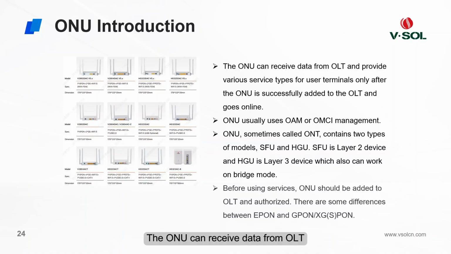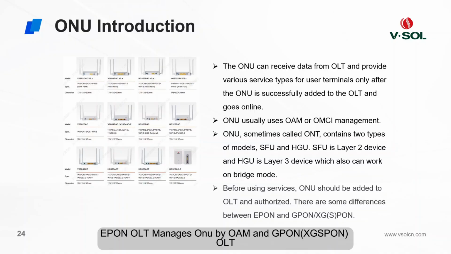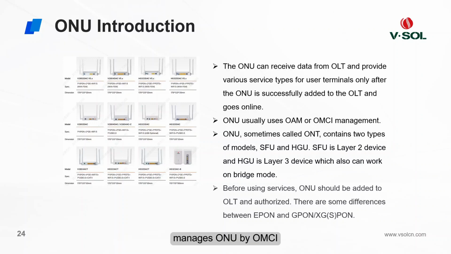The ONU can receive data from OLT and provide various service types for user terminals only after the ONU is successfully added to the OLT and goes online. EPON OLT manages ONU by OAM, and GPON or XGS-PON OLT manages ONU by OMCI. There are 2 types of ONU, SFU and HGU. SFU is a Layer 2 device and HGU is a Layer 3 device, which also can work in bridge mode.